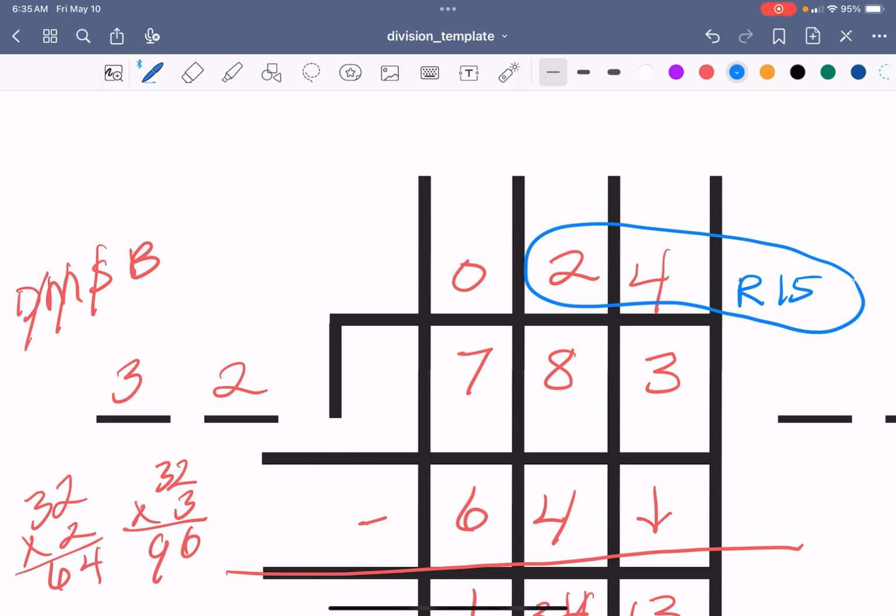So do some more on your own. Ask your teacher to help you with it. You can use a calculator if you have some trouble with the estimation. Good luck.